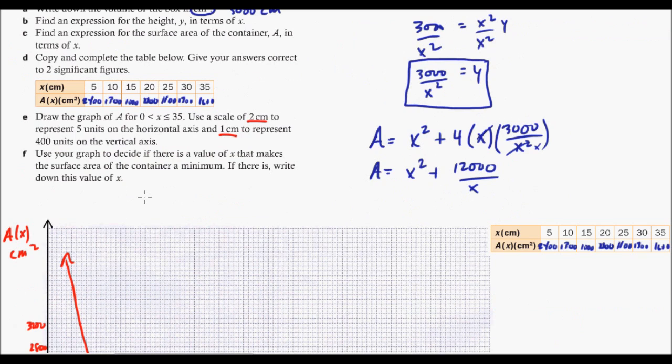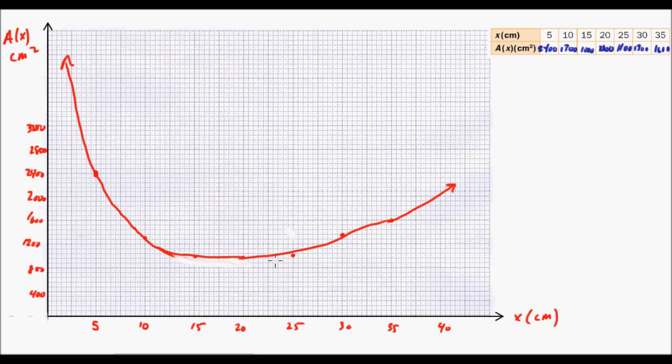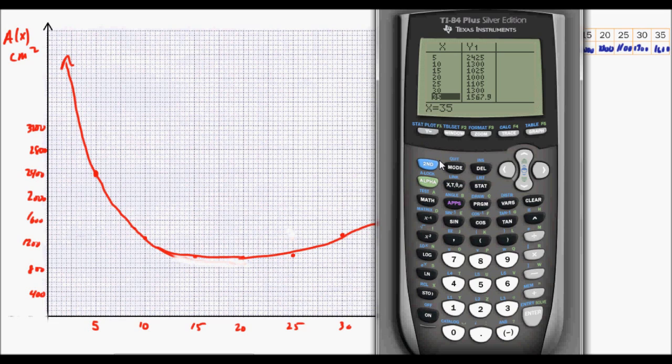Okay, now let's see what else they want. Use your graph to decide if there is a value of x that makes the surface area of the container a minimum. And if there is, write down the value of x. Well, yeah, there is, and it's down here. I would solve this using the calculator. Now, we're going to have to play with our window here. So let's say 0 to 40, and we're going to go by 5s. Then the y minimum is 1,000, so let's go up to, say, 4,000. I'll just go by 500s.